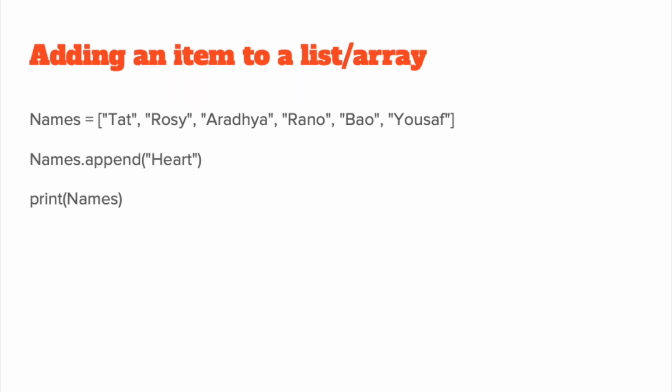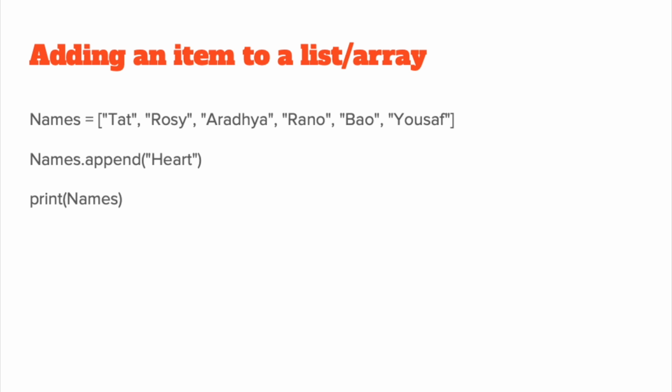Now what if I wanted to add an item to a list or an array? Once again, I can simply use the built-in functions. In this case, the names are already defined. I'm going to append to the names list, or the names array, by simply saying names.append, and I'm going to put whatever value I want to add inside the brackets. It's simply going to add Hart to the end of the names list, and then it's going to print that names list out, which you should see Tat, Rosie, Radia, Rano, Bao, Yusuf, and Hart printed out.